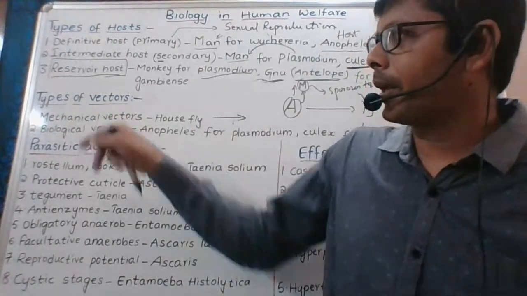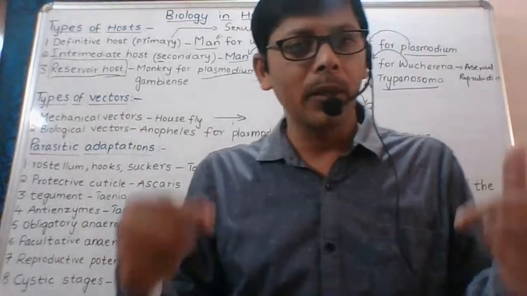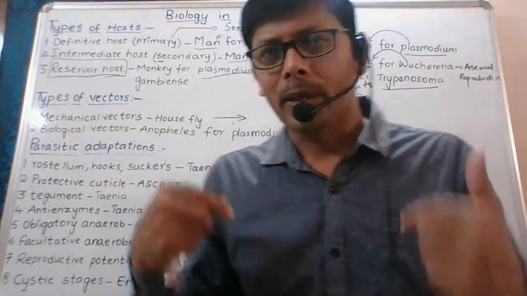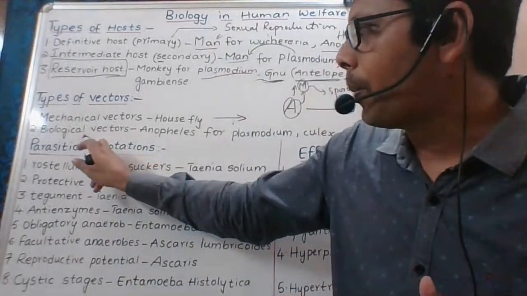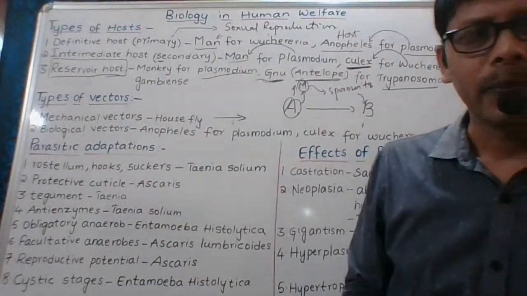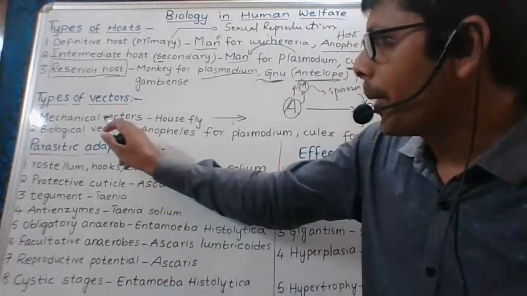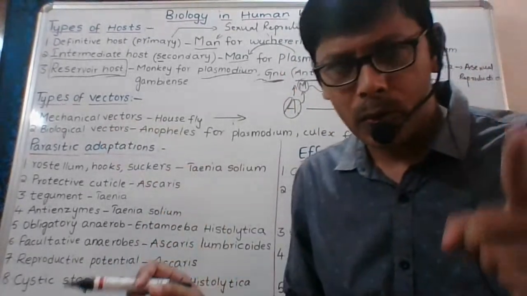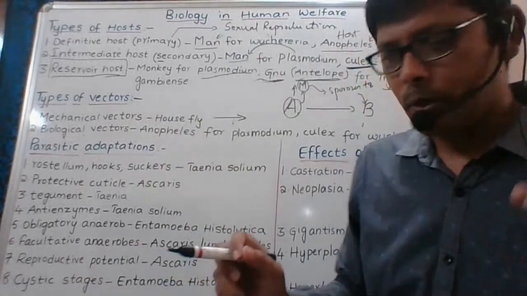Such a vector, if the development of the pathogen takes place in it, is called a biological vector. Okay, examples: mechanical vectors, for example the house fly, another example is the cockroach.